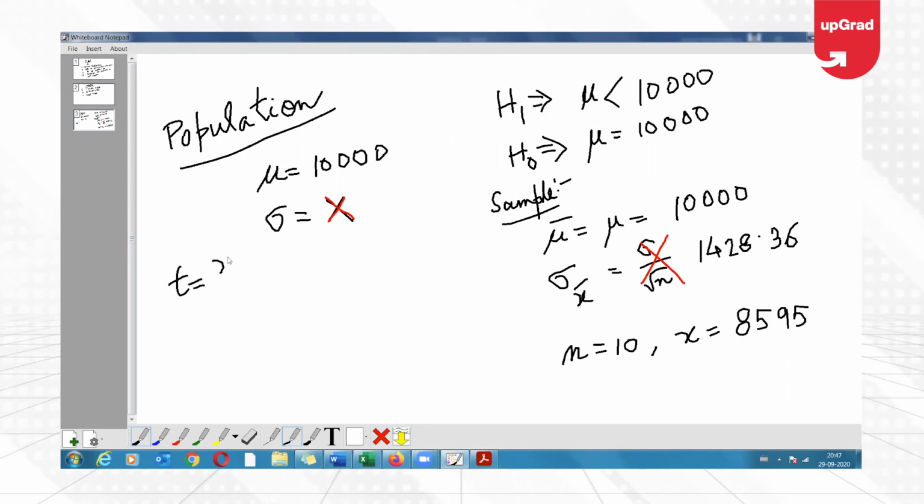So the funda is the same: x minus mu divided by the standard deviation by the square root of degrees of freedom. I'll just explain in a moment what degrees of freedom is.